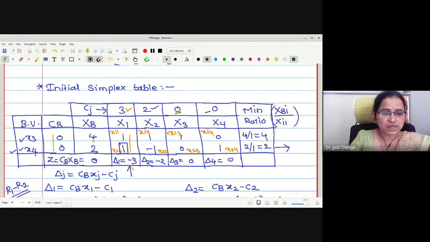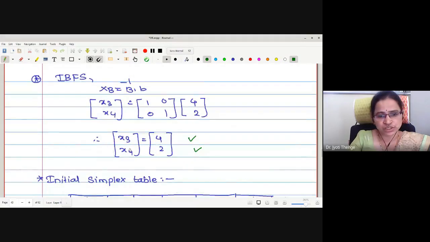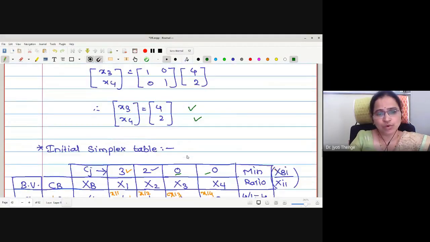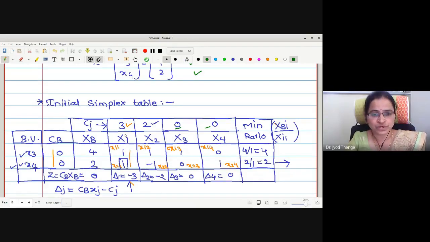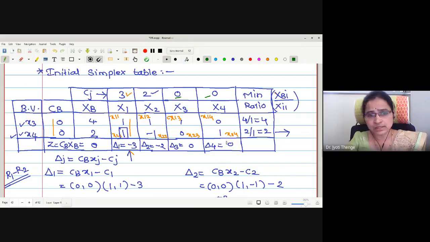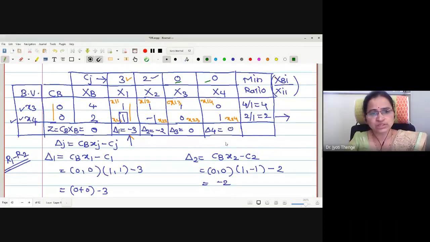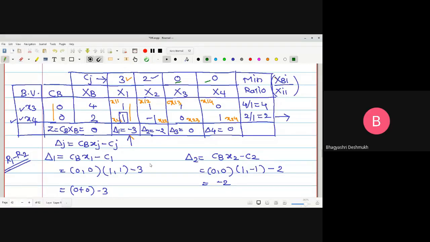What is XB? XB is the initial basic feasible solution. What is the value? 4 and 2 we will put here. And then from x1 to x4, these are nothing but my coefficient matrix, that is the values of the coefficients corresponding to x1, x2, x3 and x4. Is there any doubt up to this? Students, any doubt up to this step? If not, I will go further.